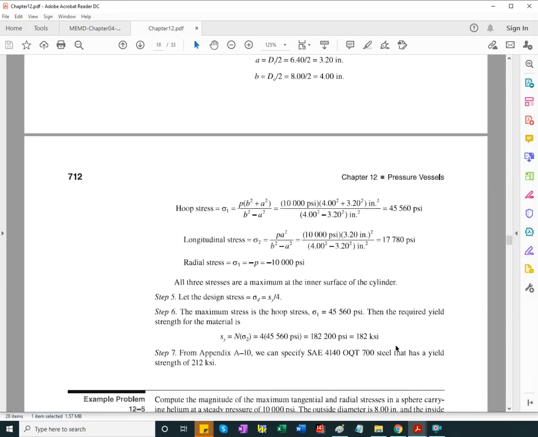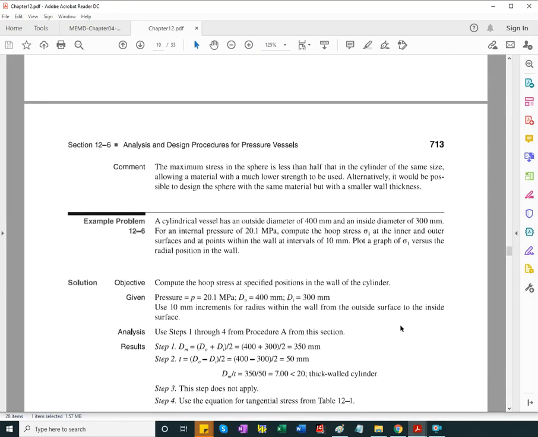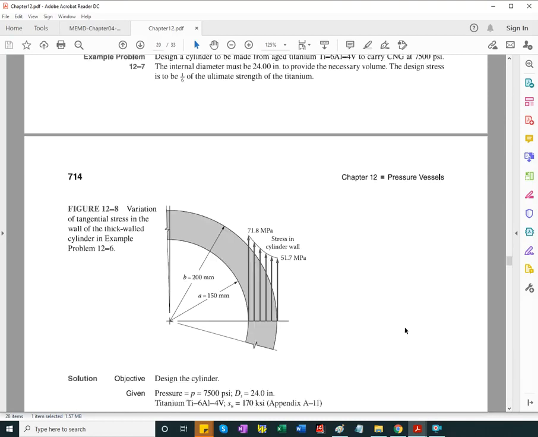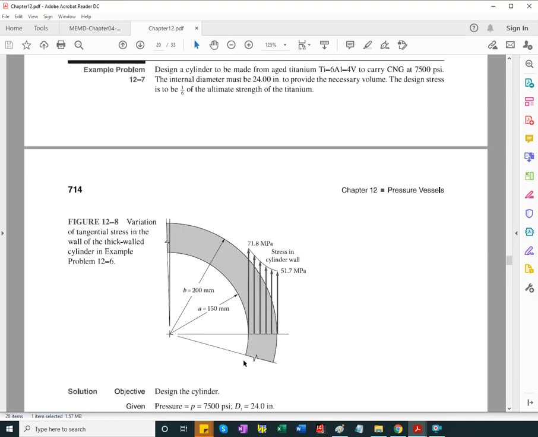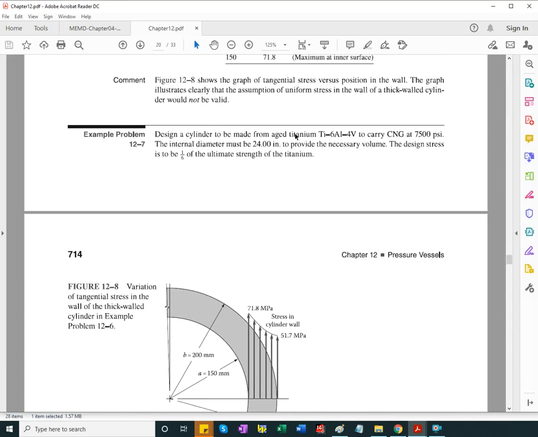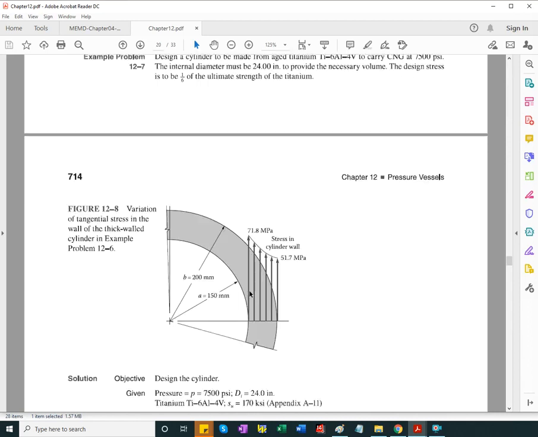The chapter continues with sample problems. There's one that I projected earlier. Remember, it requires, again, a sample problem. So it plots the hoop stress distribution in a thick wall cylinder, and the variation is shown. So you can see between the outside and inside, it's close to a 30% variation in difference in stresses.